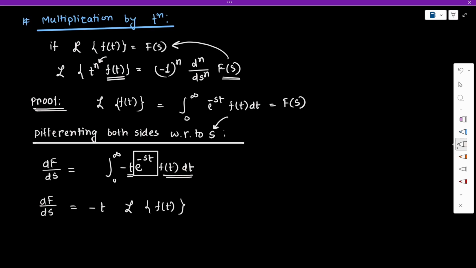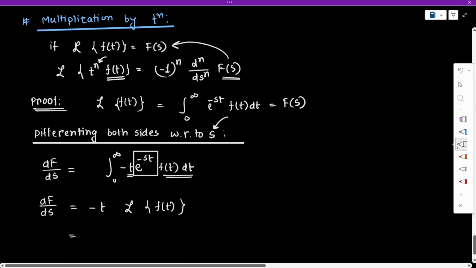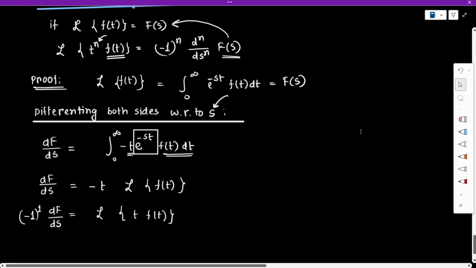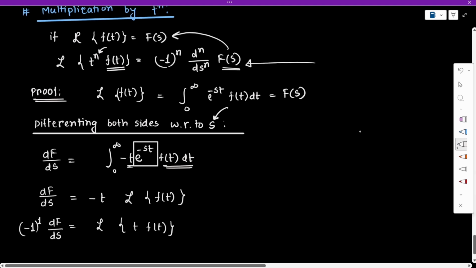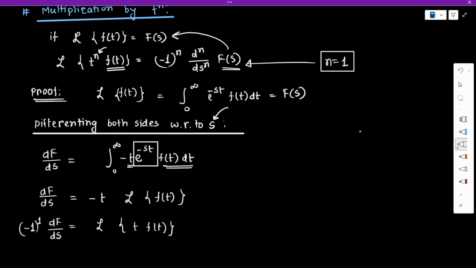All right, so differentiating both sides with respect to s results in this, and we can easily say that this is the Laplace transform of t f of t, and we can take the negative 1 over there. So this is actually true for n equal to 1. We have proved this theorem right here for n equal to 1, because if we plug in n equal to 1 here, then we get precisely this equation right here.